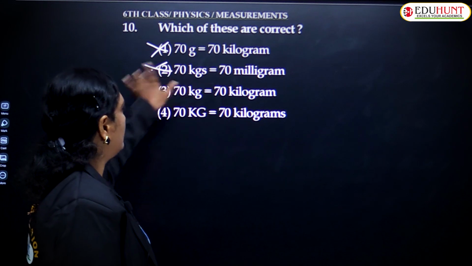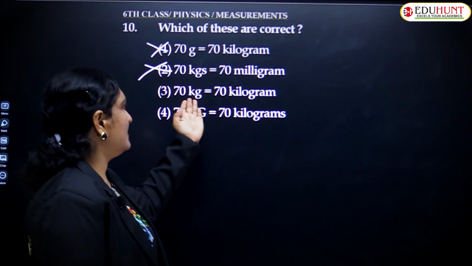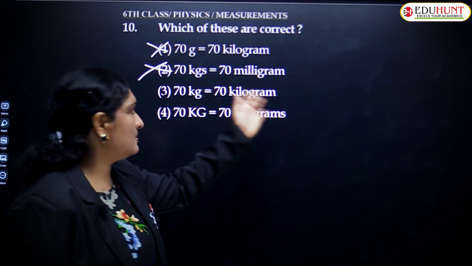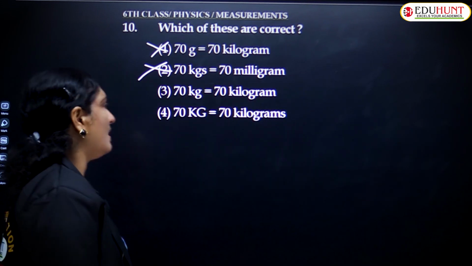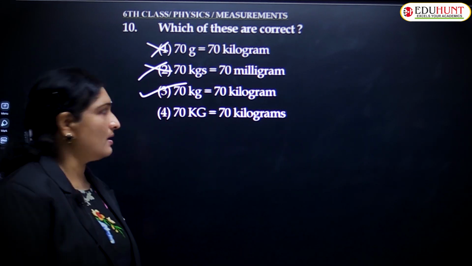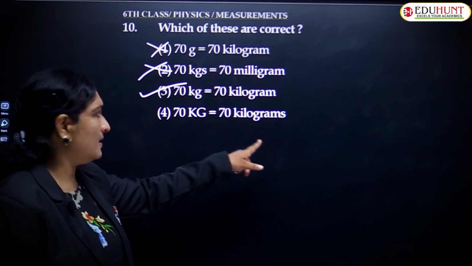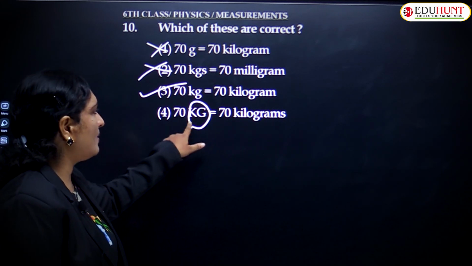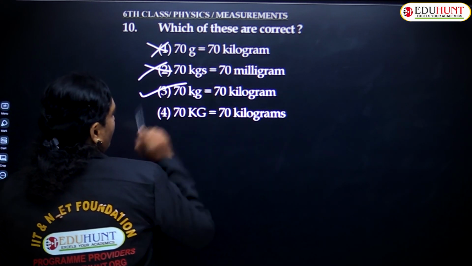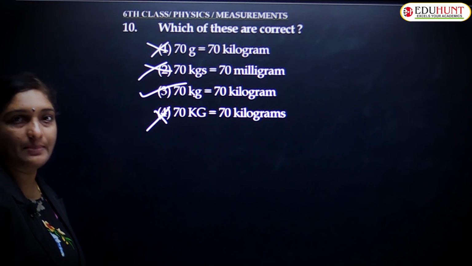So wrong answer. Is 70 kg equals to 70 kilogram? Of course, kg is the short form of writing, kilogram is the normal form of writing. So 70 kg or 70 kilogram, both are same. But here also 70 kg equals to 70 kilogram they are written, but this is not the proper way of writing kg. In order to represent kg, this is the proper way. So this is also wrong answer. Okay? Hope you are getting me, children.